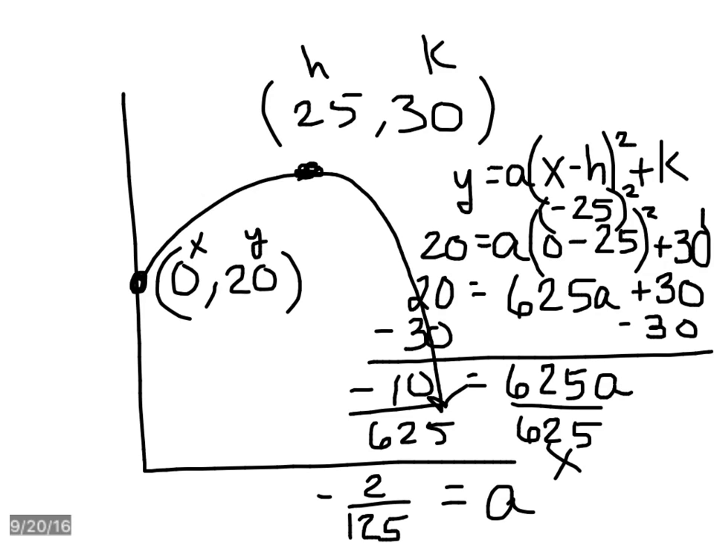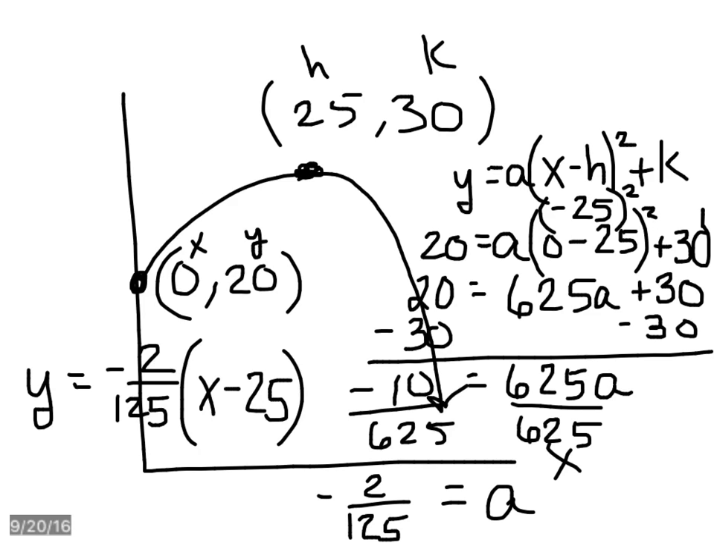You do, however, put the vertex in. Okay? So my final answer is y equals, what do we get for the a? Negative 2 over 125. x minus, what did you put in there for the h? 25, squared, plus, what did you put for the k? 30.